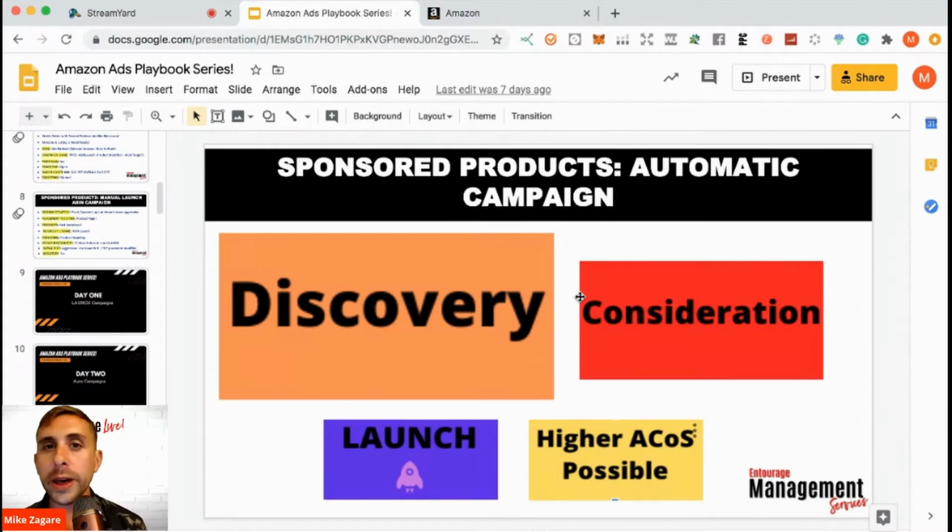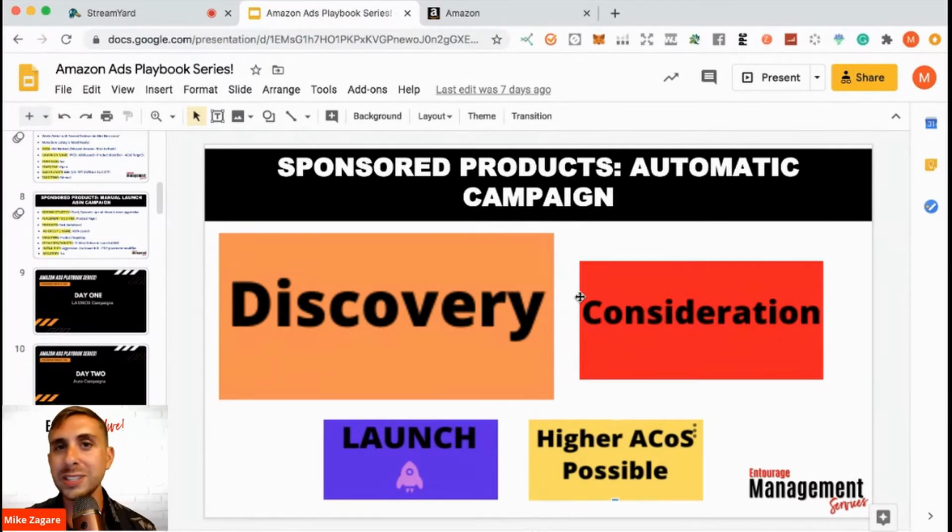When you start to think about that, all of the different advertising types that are available to you inside of Seller Central and the advertising console make a lot more sense. And then you could start to think about strategy and where you are as a brand, but also where your individual products are inside of your brand and how to leverage these different campaigns. And that is what the Amazon Ads Playbook series is all about.